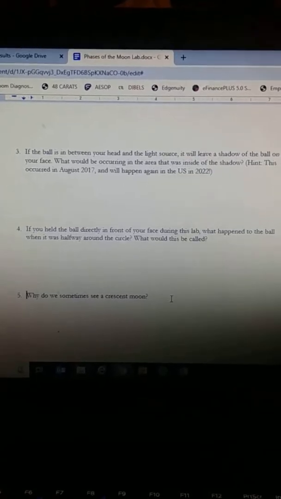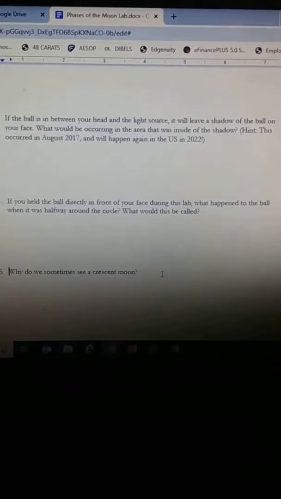And finally, down here at the bottom is a more direct question that'll really show me if the students understand how the phases of the moon work or not. The question being, why do we sometimes see a crescent moon? So it's not always a crescent moon, and they would have to explain why.